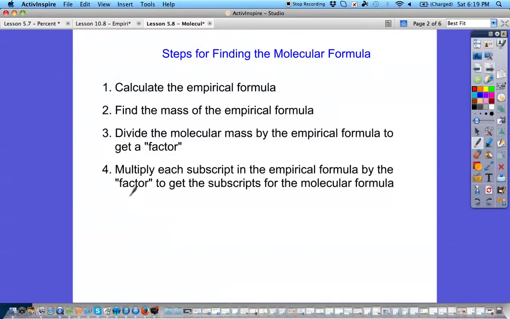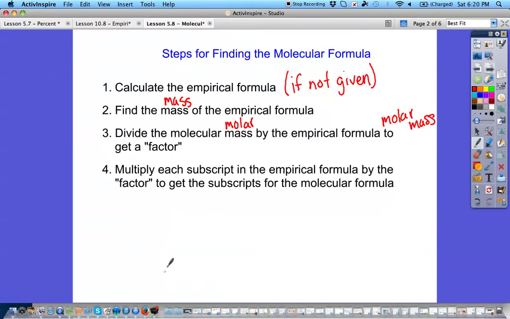So the steps for finding the molecular formula: the first thing you need to do is calculate the empirical formula, if not given to you. Then you need to find the mass of the empirical formula, the molar mass. And then you need to divide the molecular molar mass by the empirical formula molar mass to get a factor. You're going to multiply each subscript of the empirical formula by the factor to get the subscripts of the molecular formula.